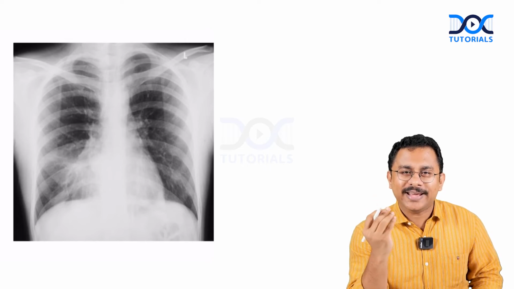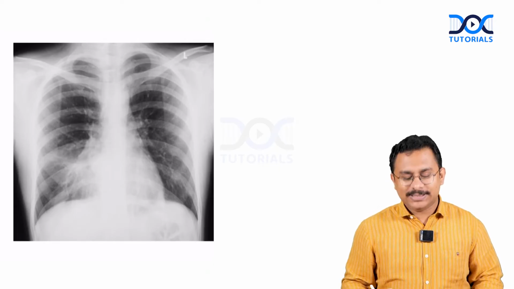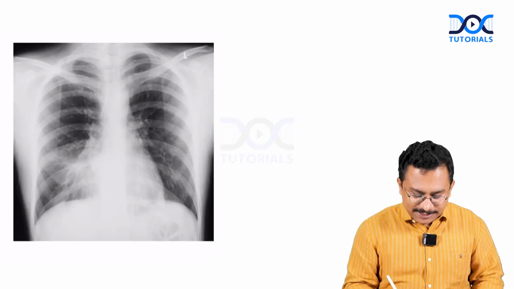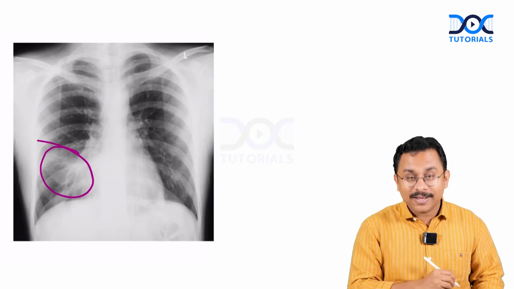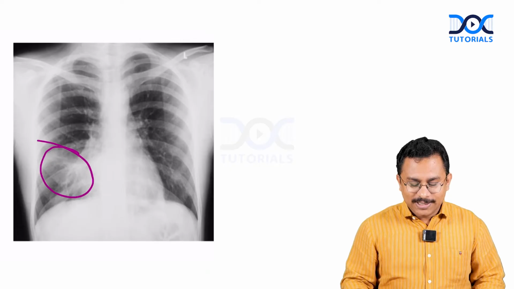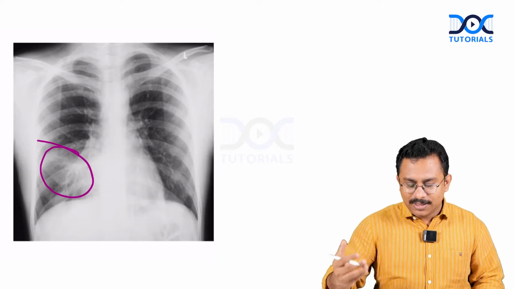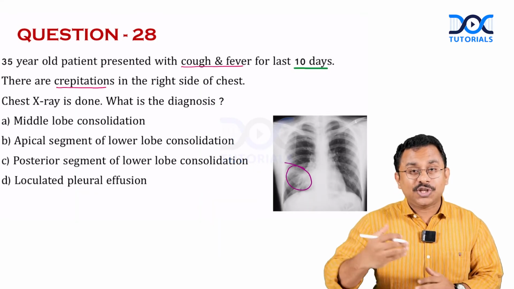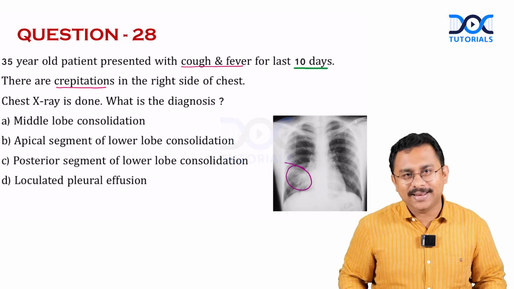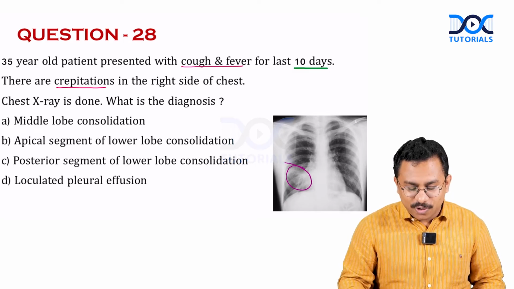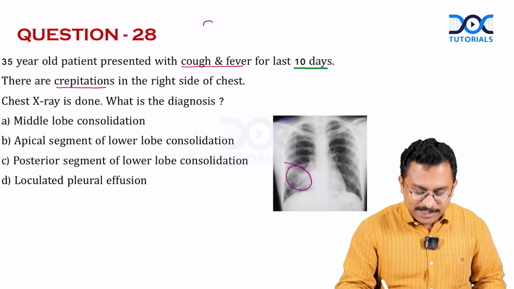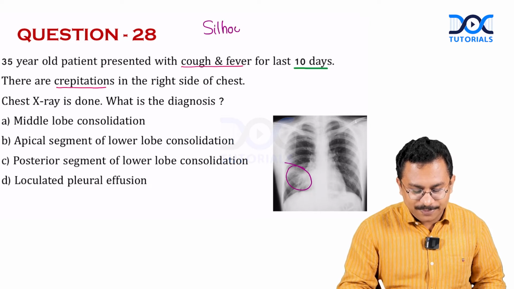No, you cannot exactly delineate the right heart border. Why? Because this opacity that you are seeing here is involving the right middle lobe. The middle lobe is being involved, and since the middle lobe is abutting the right heart border, it is obscuring the outline of the right heart border. And what do you call this sign? This sign is known as the Silhouette sign.